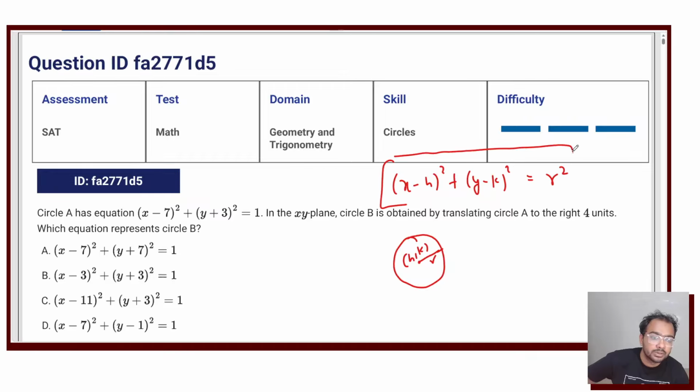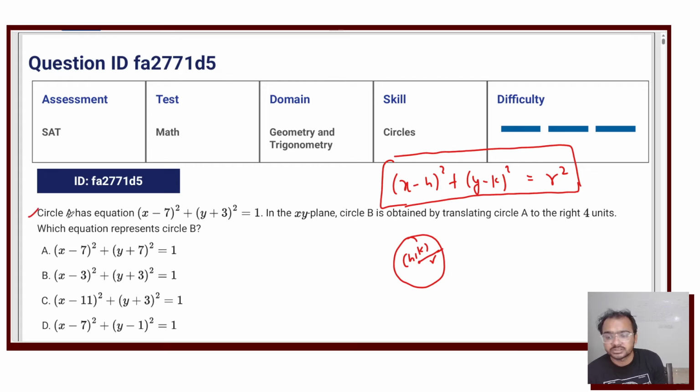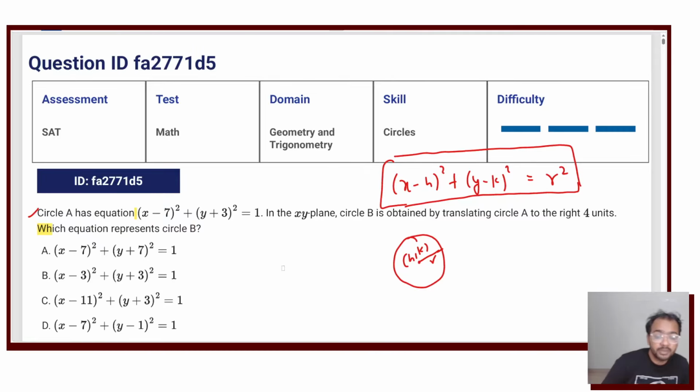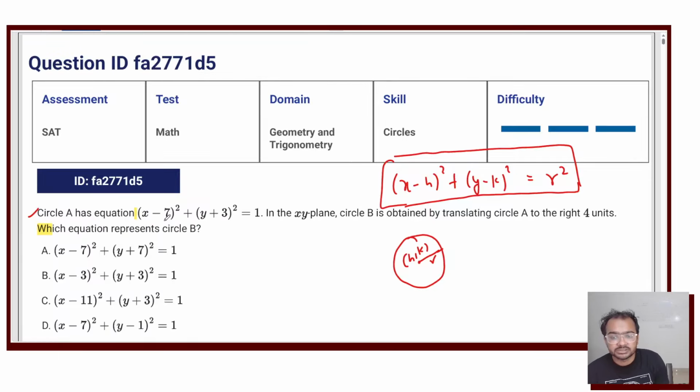So this is the standard form of the equation of a circle. So now using this, let's see what question we are given. So we have a circle A having equation (x minus 7) whole square plus (y plus 3) whole square equal 1. So in the xy plane, a circle B is obtained by translating circle A to the right 4 units. So if we just compare this circle with the standard form, you can see that in place of h you have 7 and in place of k you have a negative 3 here.